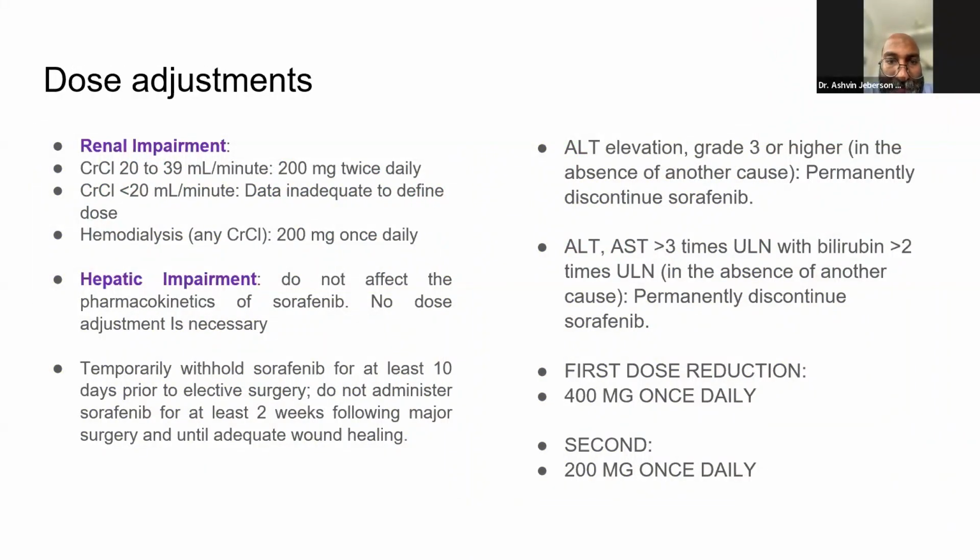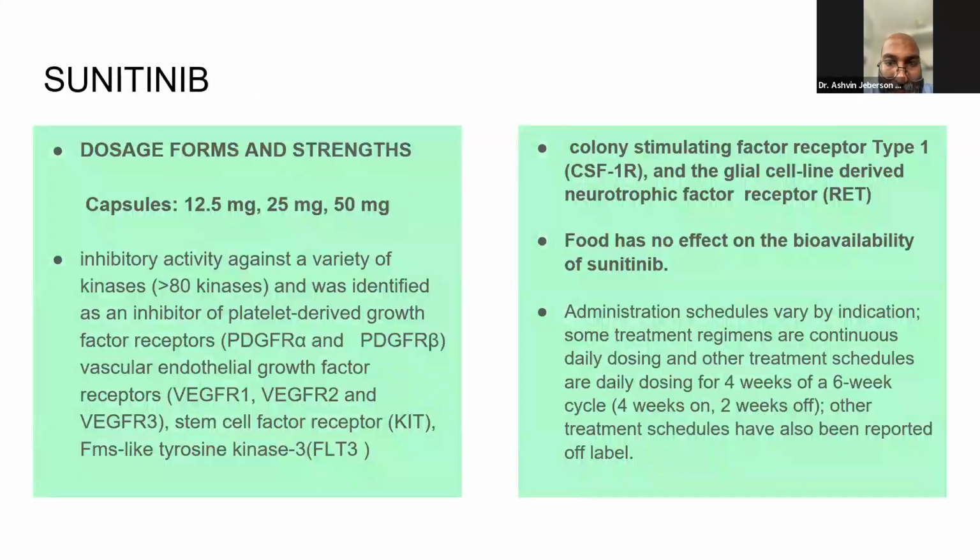Next slide. So sunitinib, in sarcoma we normally come across it in GIST, that is gastrointestinal stromal tumor. It will come as a second-line option, or if a patient is progressing on imatinib, sometimes we can consider it, where it blocks VEGF and also KIT and FLT3 action.